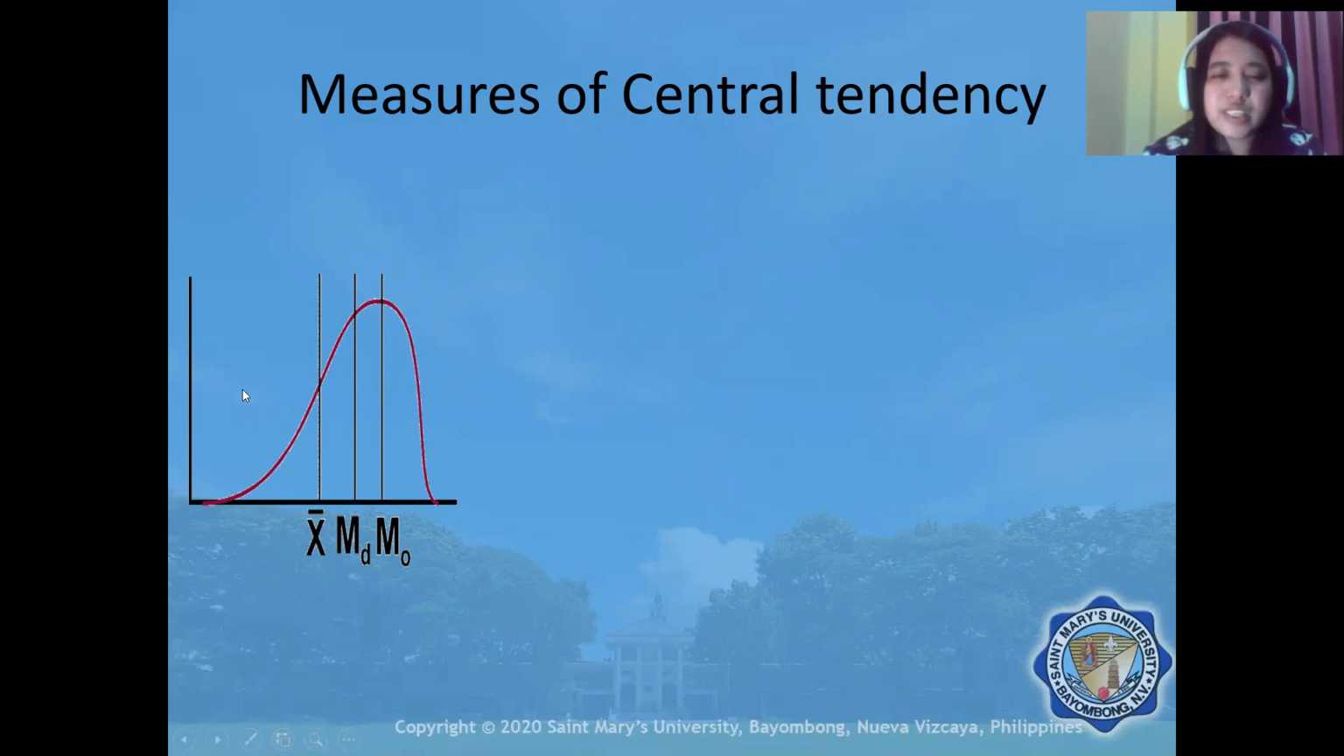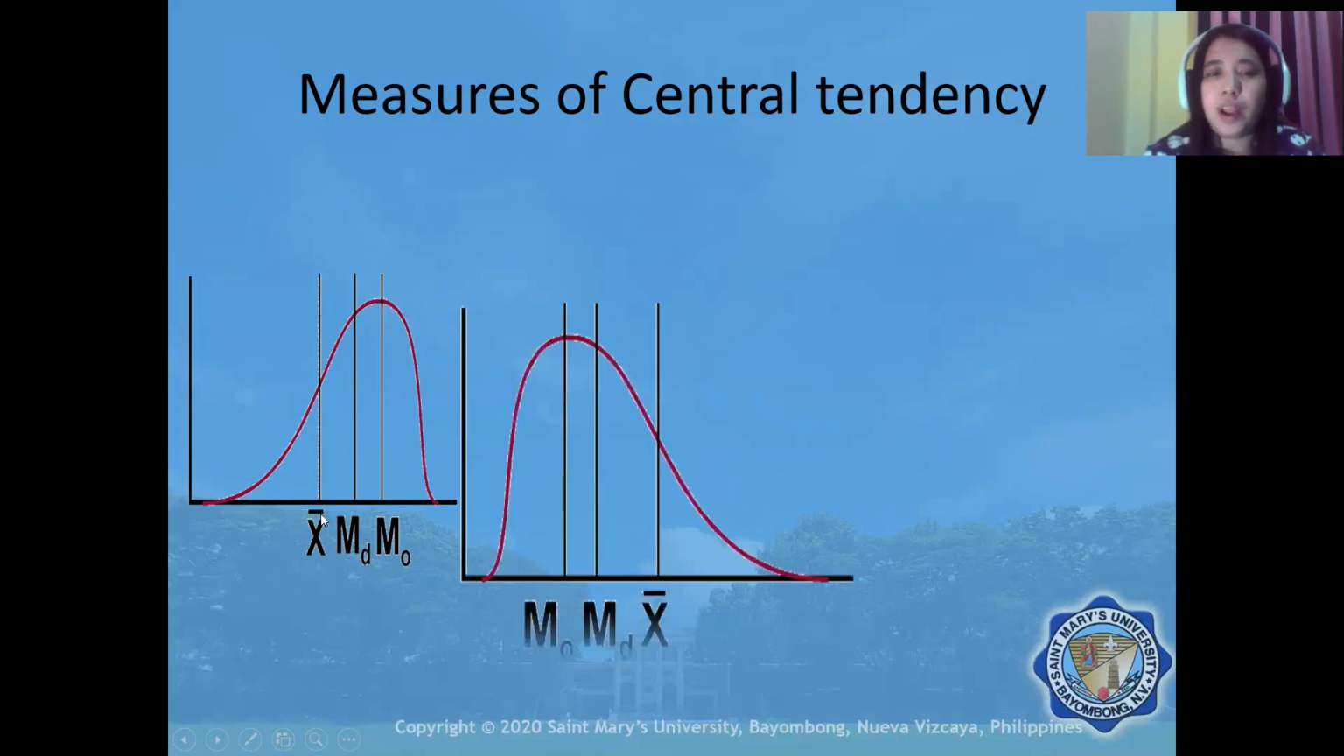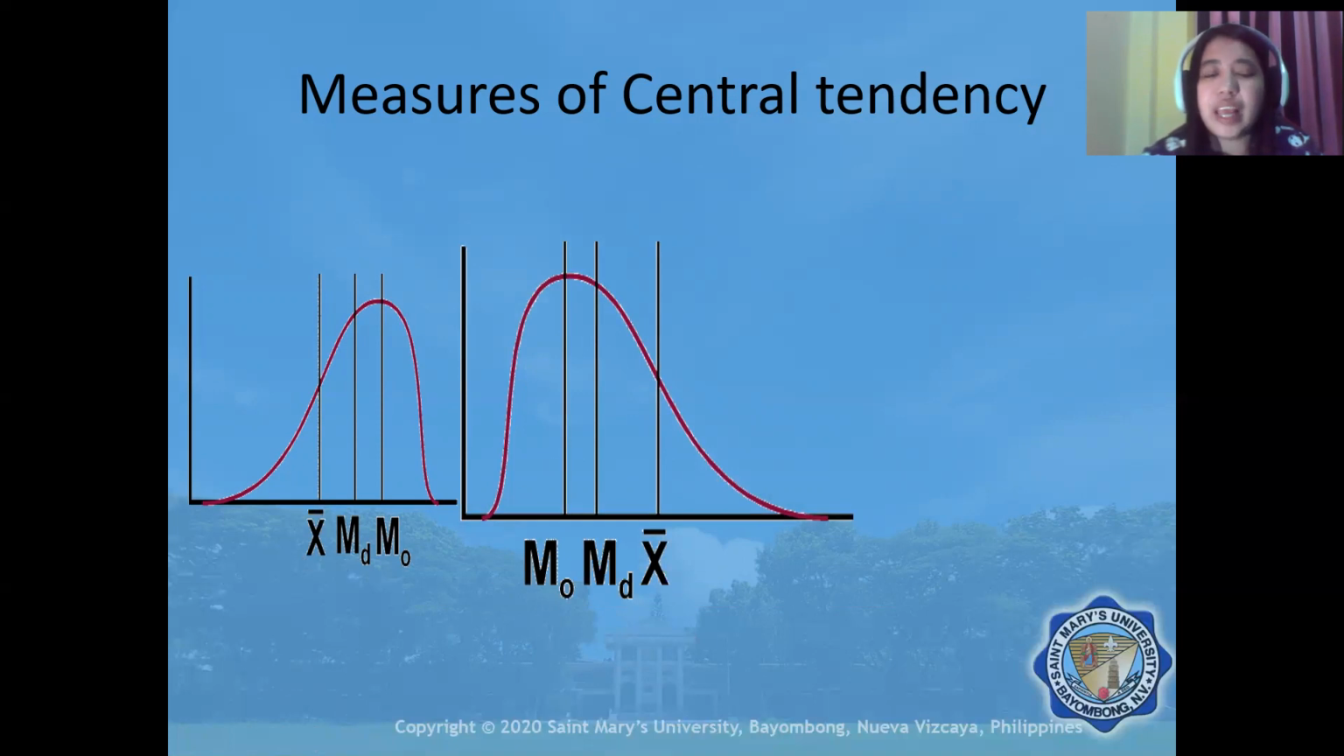So if the shape looks like this, it is called, as mentioned, negatively skewed, and the highest value is the mode, the lowest value is the mean. While for a positively skewed data, the highest is the mean and the lowest is the mode. So you can see here our symbols. M sub O represents the mode, M sub D represents the median, and X with a bar above represents the mean.